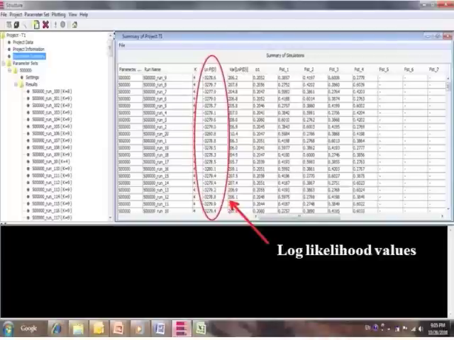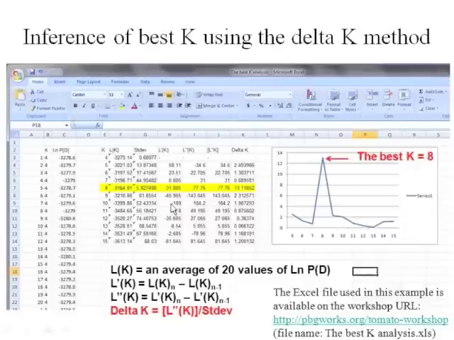This is a screenshot showing the simulation summary from the structure analysis. In this simulation summary, you can find the log likelihood value in the first column. And once you find the log likelihood values, bring them into an Excel spreadsheet to calculate the delta K. Here's an example of the calculation for the delta K.